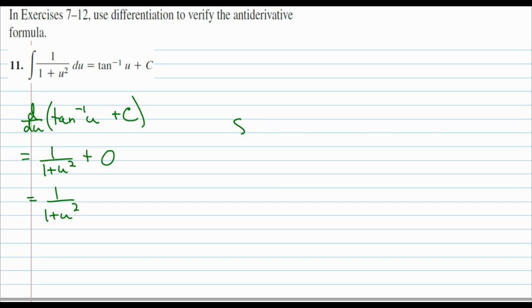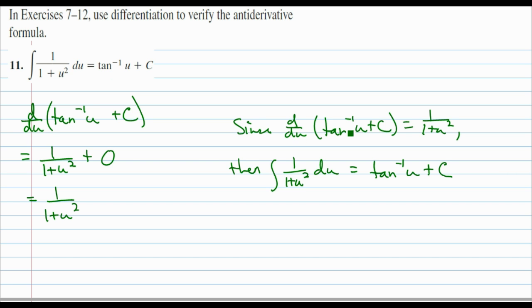All right, so now, since the derivative of the inverse tangent of u plus c is 1 over 1 plus u squared, that means the antiderivative of 1 over 1 plus u squared du has to be the inverse tangent of u plus c.